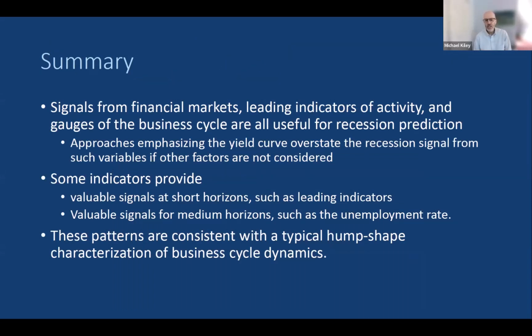So to summarize, I've looked back at the literature and pulling it all together, signals from financial markets, leading indicators of activity, and gauges of the state of the business cycle are all useful for recession prediction. One thing that really comes out, the term spread is a really good predictor. Macroeconomic data is really highly correlated, and approaches that emphasize only the yield curve seem likely to overstate the recession signal from that variable because they're just not considering other factors. And a lot of times that doesn't matter because factors are highly correlated. There are times when the factors are moving in really different directions and it does matter.